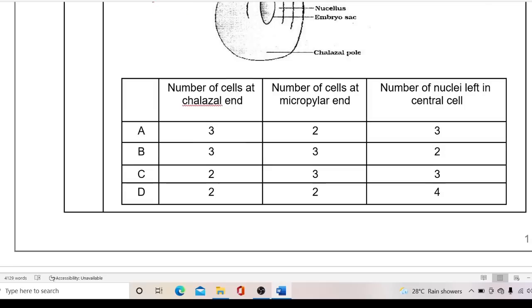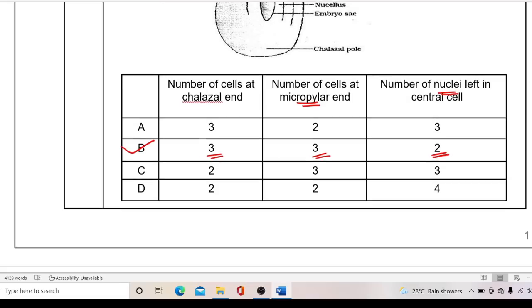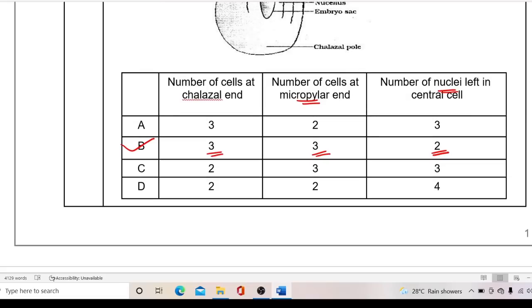So the correct answer is your option B, that is chalazal end में 3 cells रहते हैं, micropylar end में 3 cells रहते हैं, and when we talk about nuclei, here nuclei in the central cell is only 2. Okay, so 3, 3, 2. So option B is the correct answer. Next question.